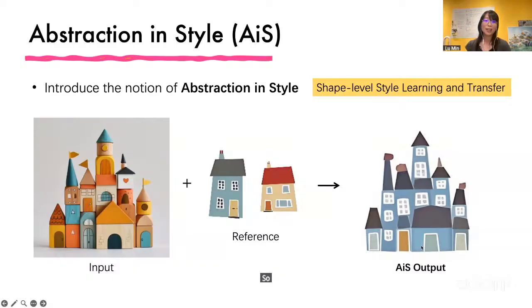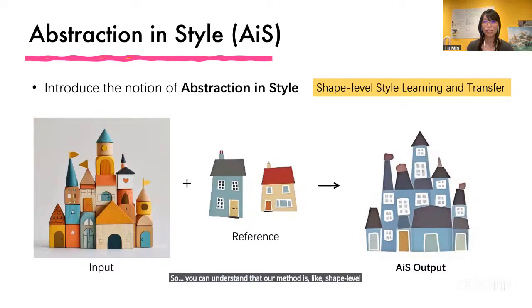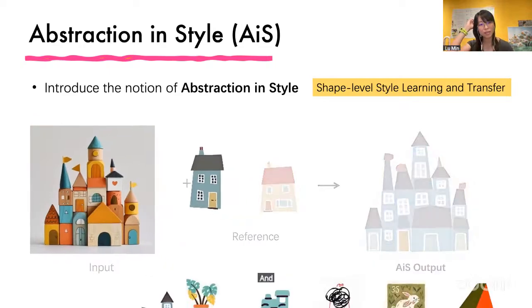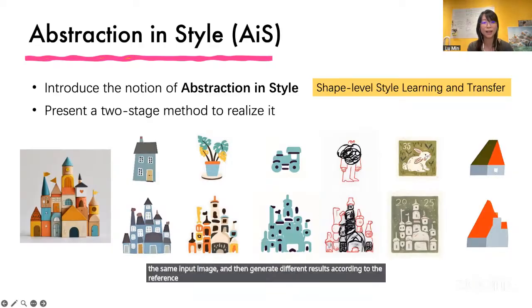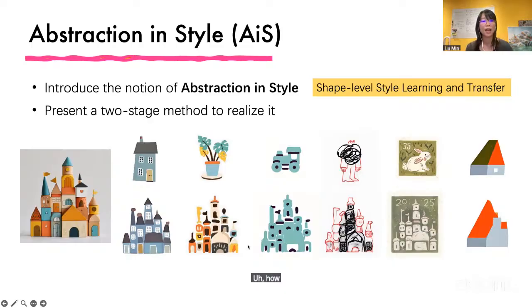So you can understand that our method is like shape-level style learning and transfer. We present a two-stage method to realize this concept. Our method can take the same input image and generate different results according to the reference. We see how their shapes are different from one to another.